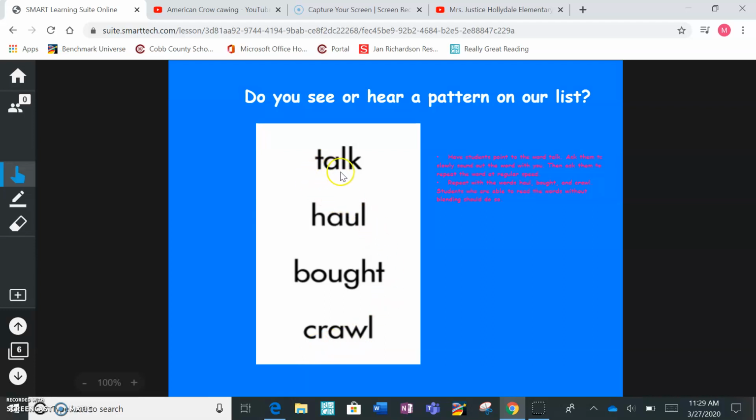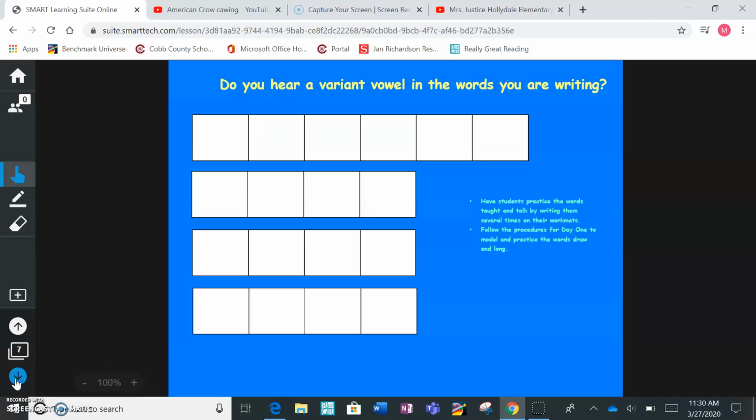Haul. Bought. And crawl. Let's sound these words out together. T, aw, k, talk. I bet you like to talk to the people in your house. Let's try the next word. Haul. Every day you haul your backpack to school when we go. Bought. B, aw, t. Bought. Crawl. Like a baby likes to crawl.